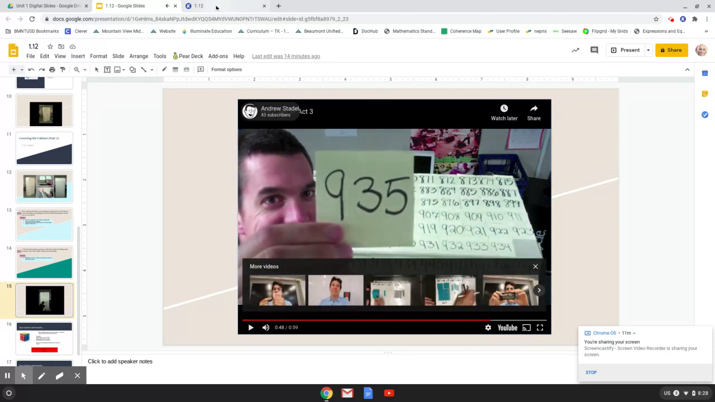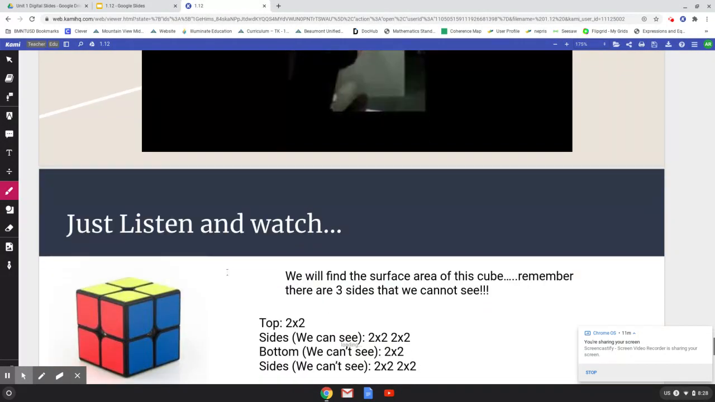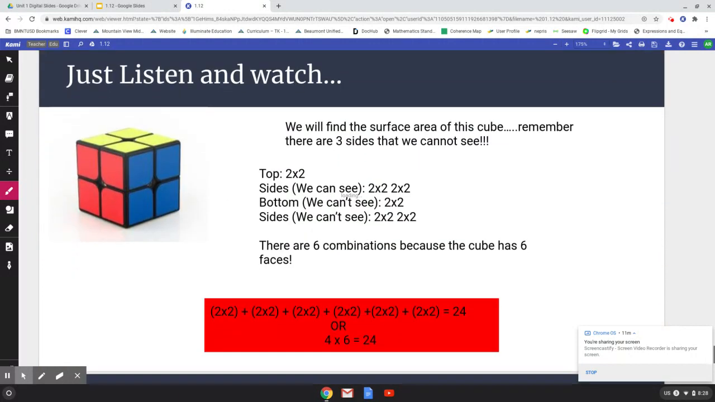Okay, so that's what we would do to find the surface area of the cabinet. So now you're just kind of watching and listening. We're going to go over this in the practice in just a minute. So we will find the surface area of this cube. Remember that there are 3 sides that you cannot see, guys. So this is 2D, what you can see. But the cube, that's a Rubik's Cube, it's actually 3D. There's a side over here that you can't see. There's a side over here that you can't see. And then there's this bottom that you actually cannot see.